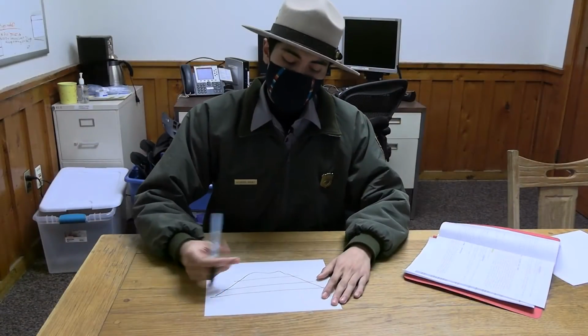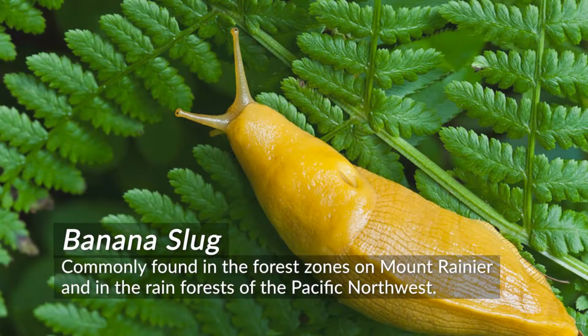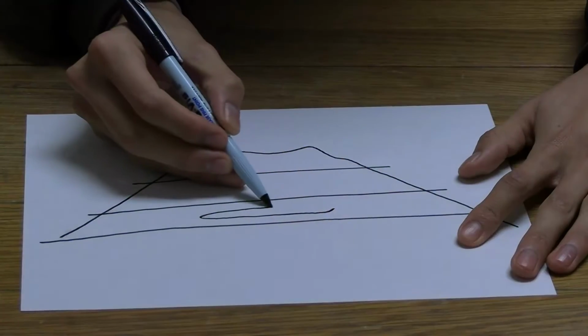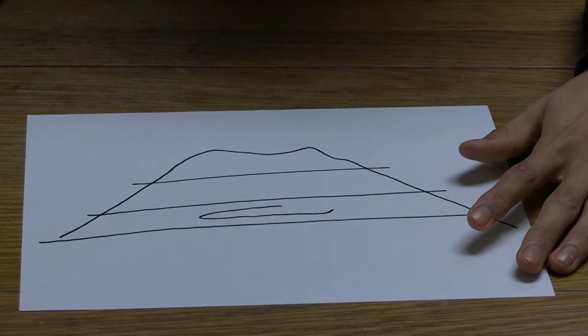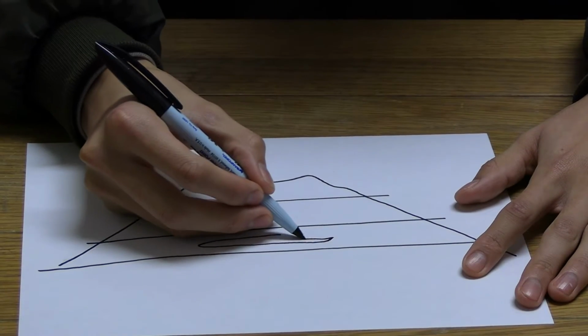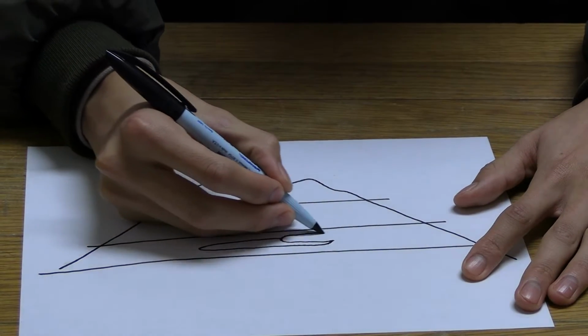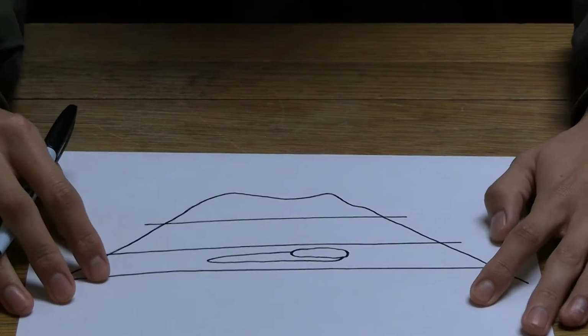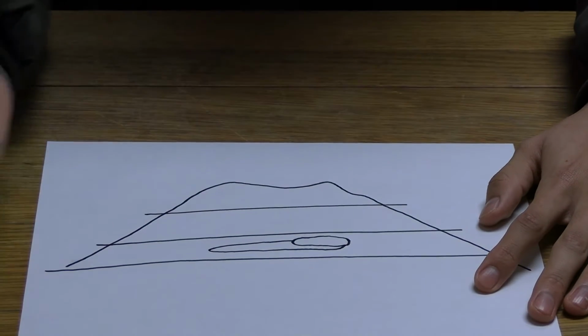For our first life zone, the forest life zone, we'll be drawing a banana slug. You can begin drawing your banana slug by making a carrot-like shape that won't fully connect. Once you have something like that, you're going to draw an even smaller carrot right on top of it. This will be the outline of our banana slug.